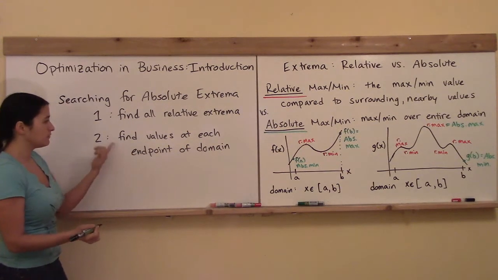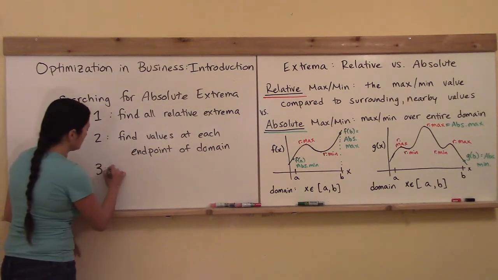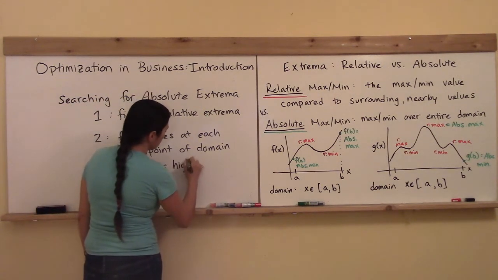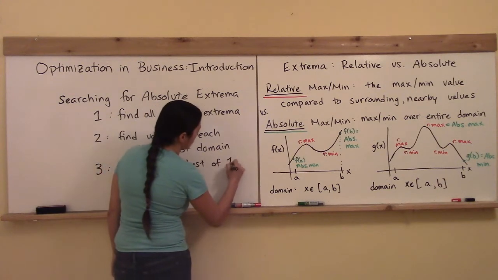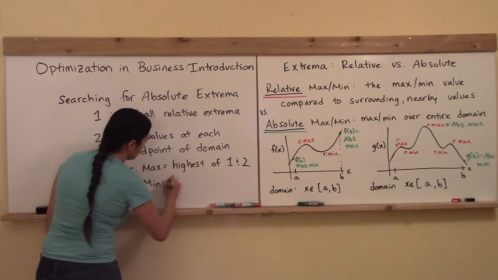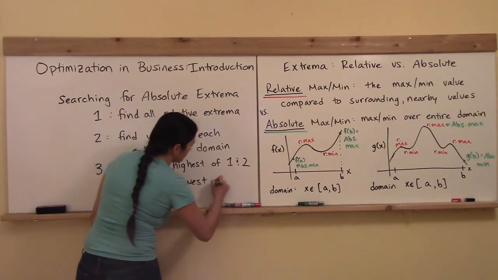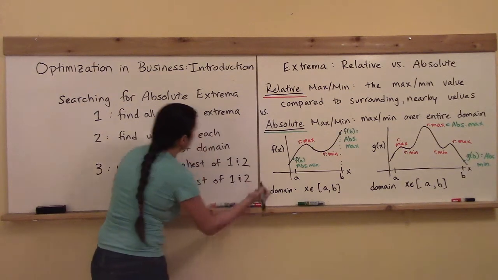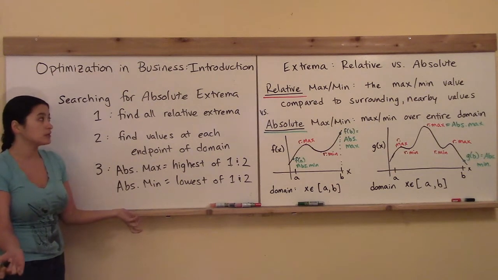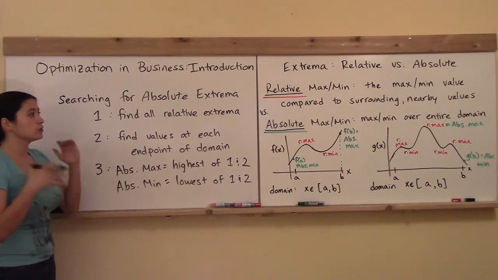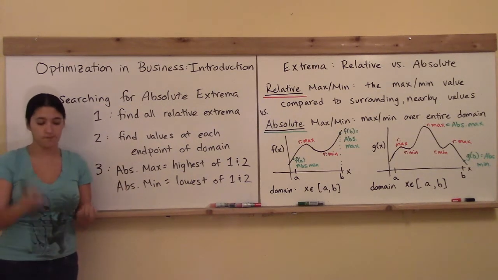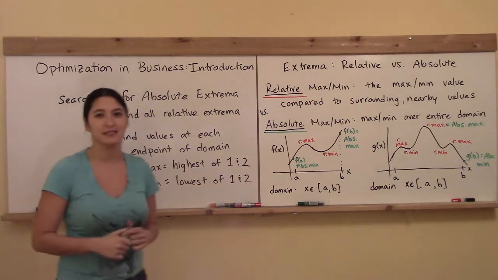So step 2 is to find the values at each endpoint of the domain, and step 3 is that the absolute max is the total highest out of all of number 1 and number 2, and the absolute min is the complete lowest, the lowest one down of everything that you found, comparing the relative extrema and the values at the endpoints. So when you're looking for an absolute extrema, all you have to do is go through all the relative extrema and then compare that with each endpoint, and then you'll locate them. Okay, so let's get started with some examples in the next upcoming videos.